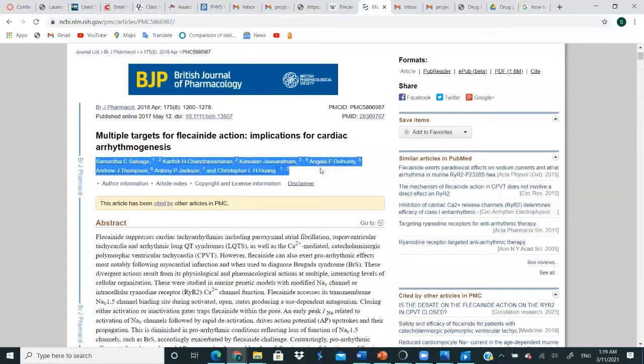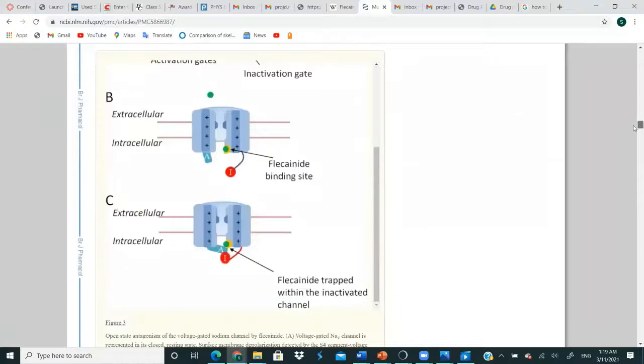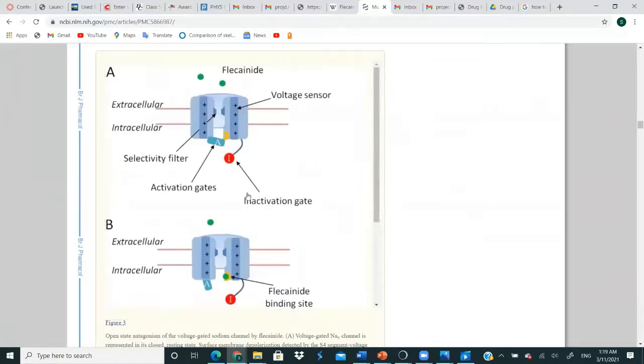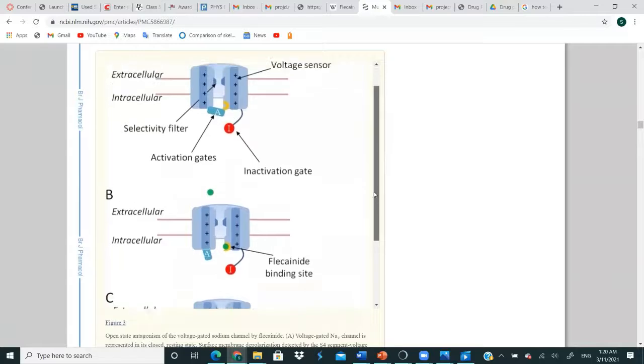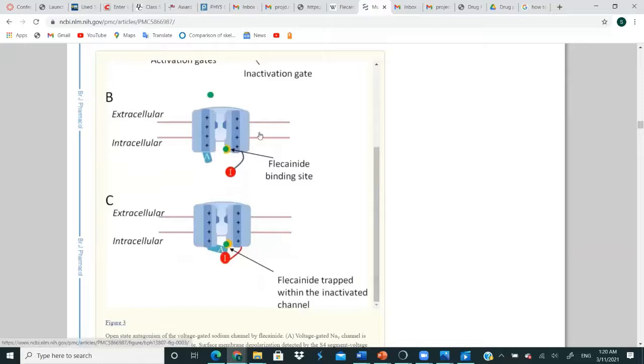Now, this article was written by these authors here. This picture here depicts how flecainide waits for the channel. So basically, here are the flecainide molecules, and here's the gate of the channel. So flecainide is waiting for the channel to open, which means it's waiting for the channel to achieve its inactivated state. So this is the channel after flecainide attacks it, and here's the flecainide when it's trapped within the inactivated channel, basically.